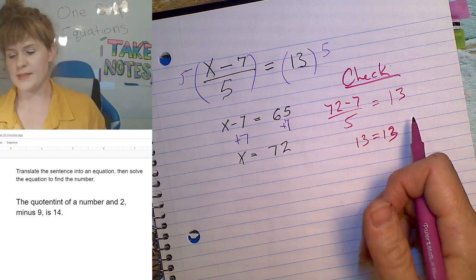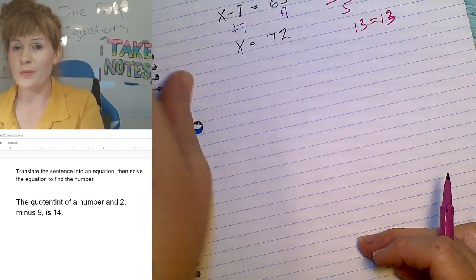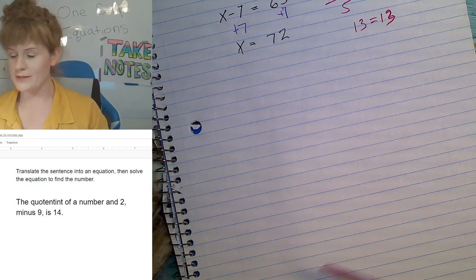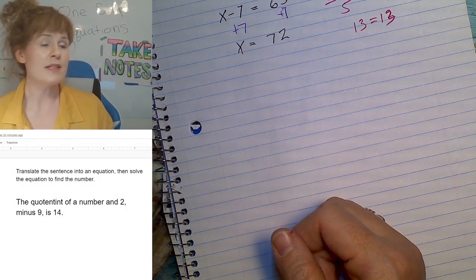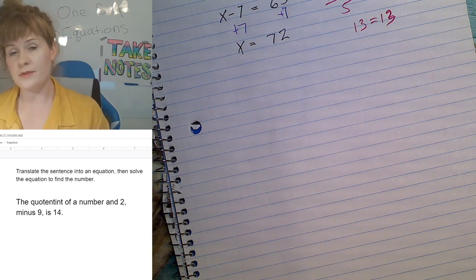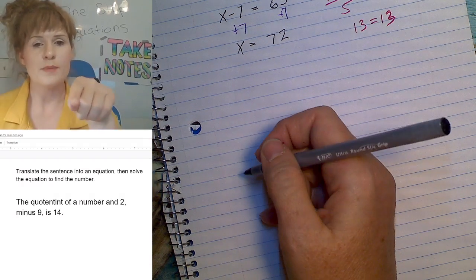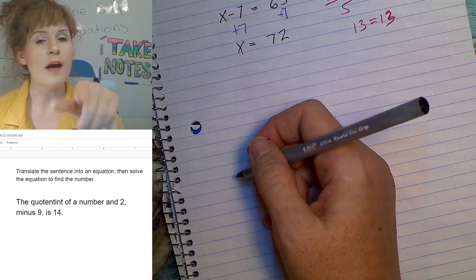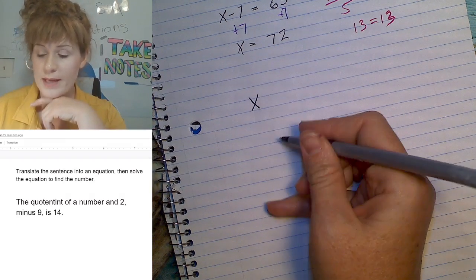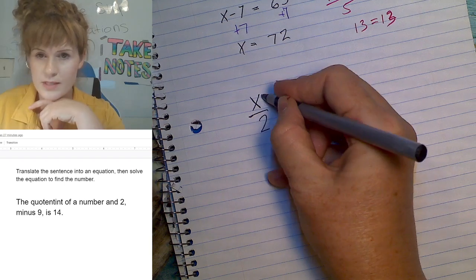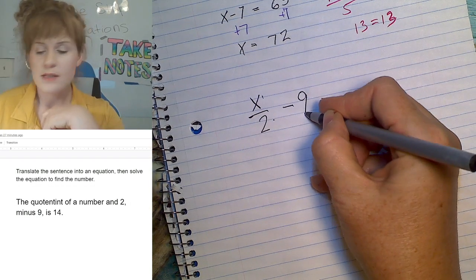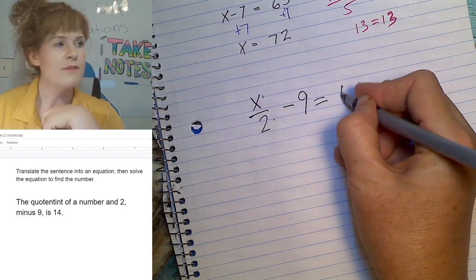There's another problem like that, and I'm going to do this one too, because you might have forgotten what the word quotient means. In fact, I had forgotten. You know what I did? I looked it up on the internet. And the quotient is the answer after two numbers are divided. So read this one. It says the quotient of a number and 2, so that's a number, we'll call that x, and 2. The quotient of a number and 2 minus 9 is 14.